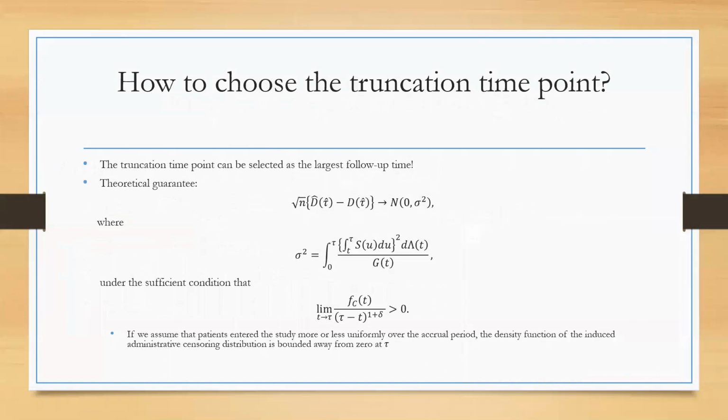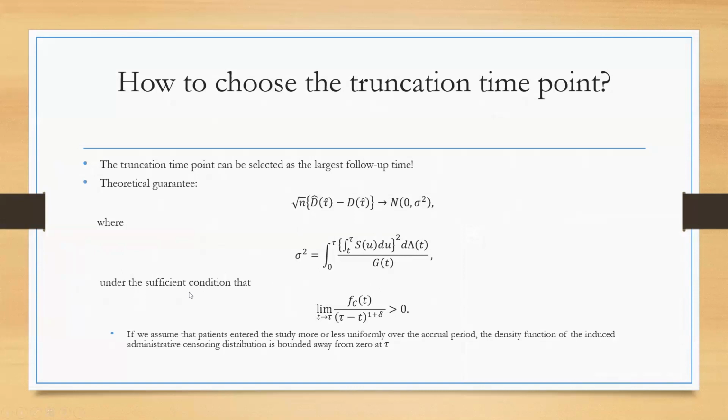And the second question, as I said, how about the selection of the truncation time points? So actually, we were puzzled by this question for a long time, but later we realized the truncation time point can be selected as the largest follow-up time in the RMST, which is very appealing. That means if your last patient is 6 years, no matter whether this patient is censored or failure, we can estimate RMST and make inference up to that time point. So you don't need to game the system. Based on your data, you choose the largest follow-up time point, and you can show asymptotic normality.